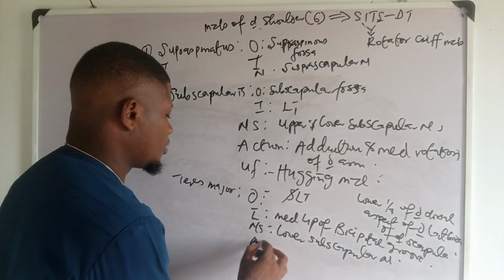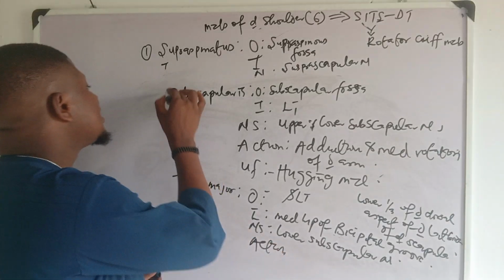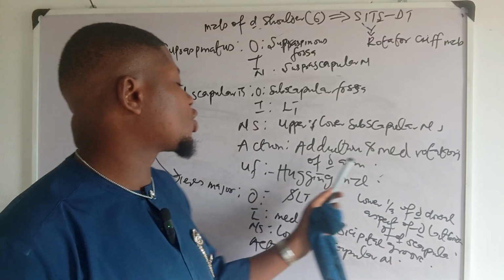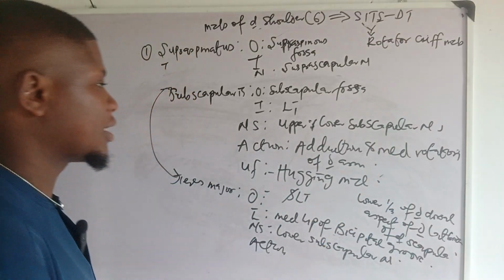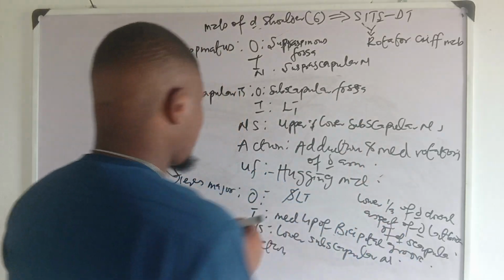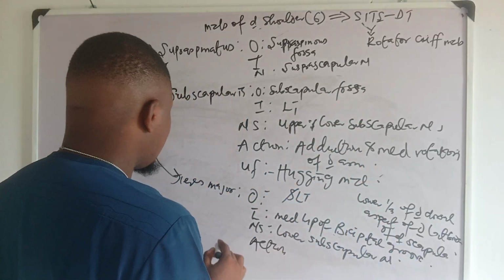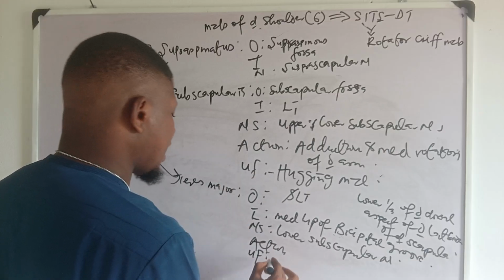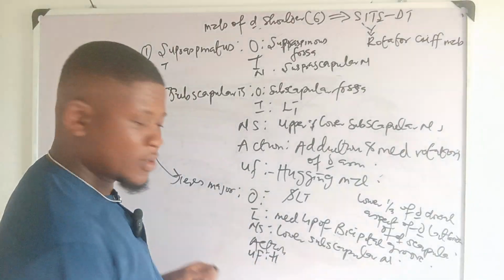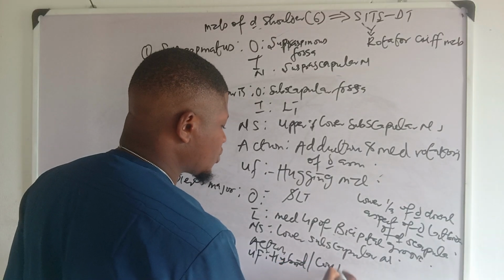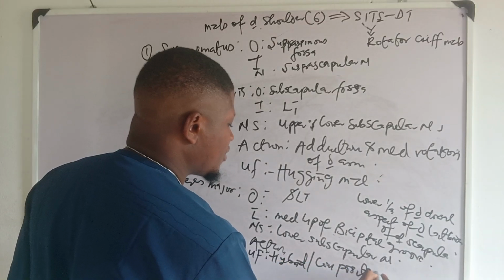Then the action is the same as this guy, everything. So it does adduction and medial rotation of the arm. Okay, don't worry, I'm going to do a bit of summary. Then unique feature. This guy is a hybrid or composite muscle, a muscle that has two nerve supplies.